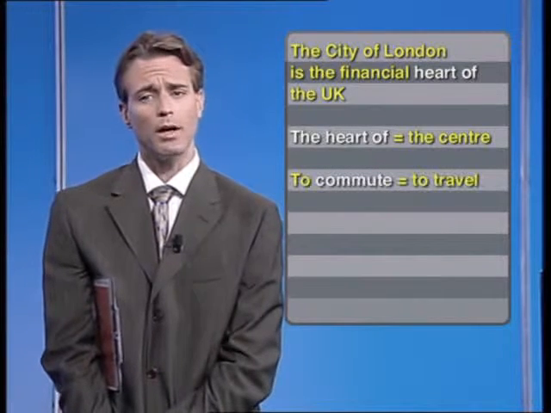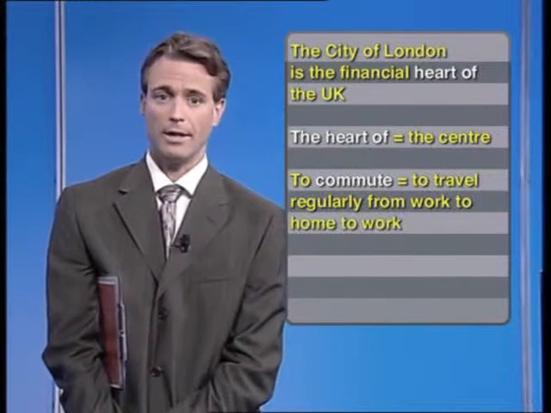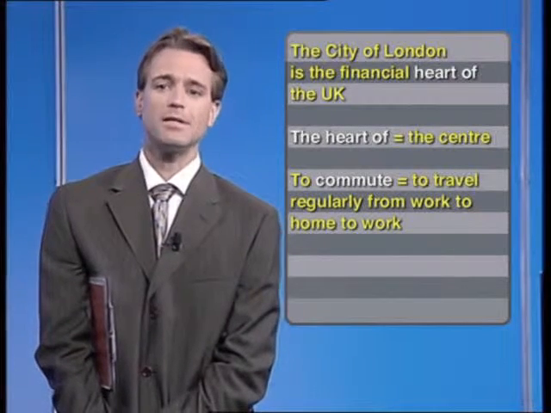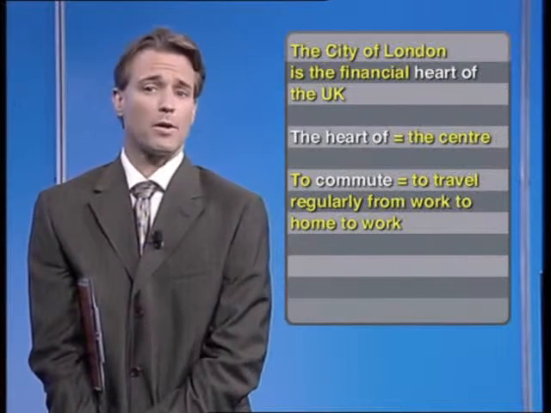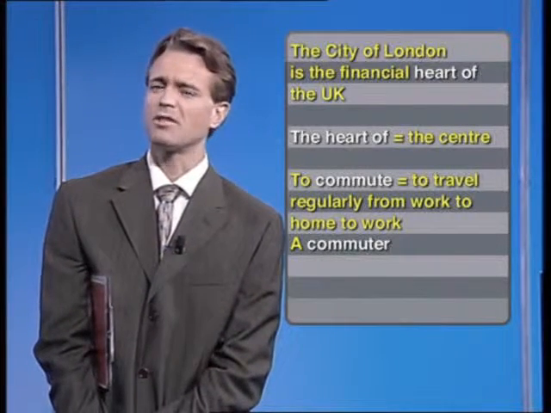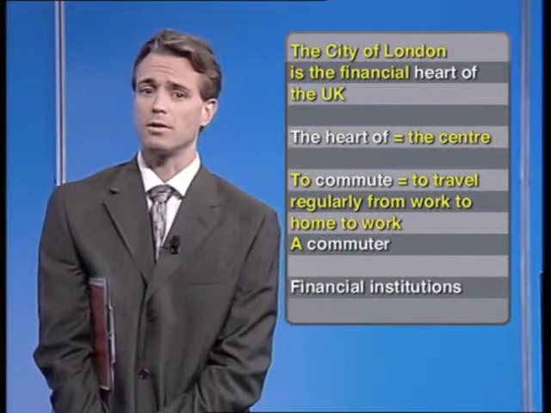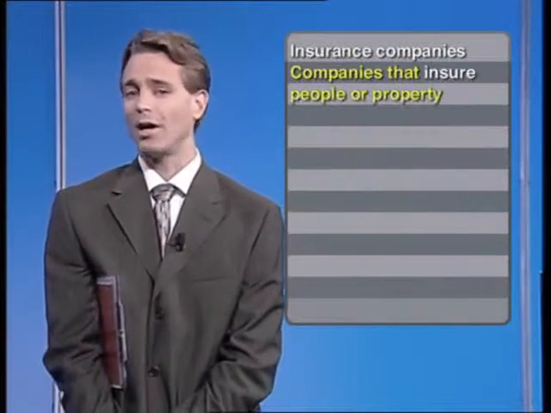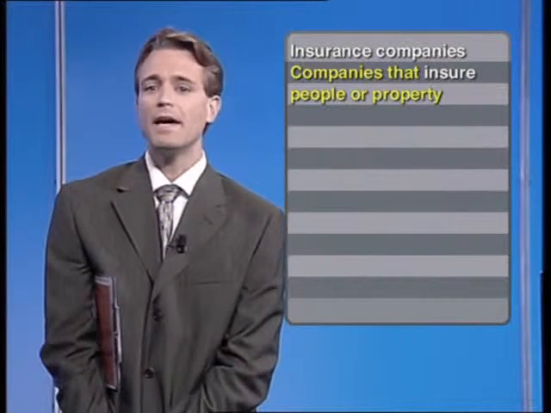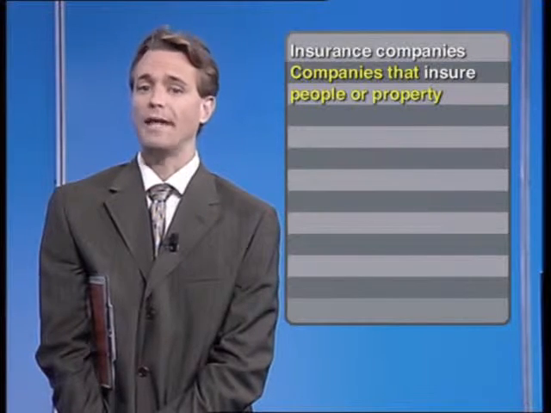To commute means to travel regularly from work to home to work. Usually, the distance is quite far. A person who does this is called a commuter. The city is important because it's full of financial institutions. For example, insurance companies. These are companies that insure people or property. This means they guarantee against loss or damage.